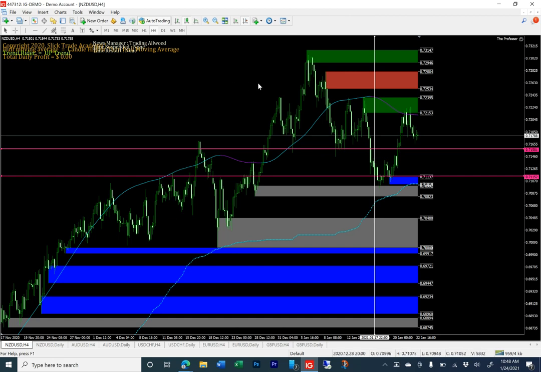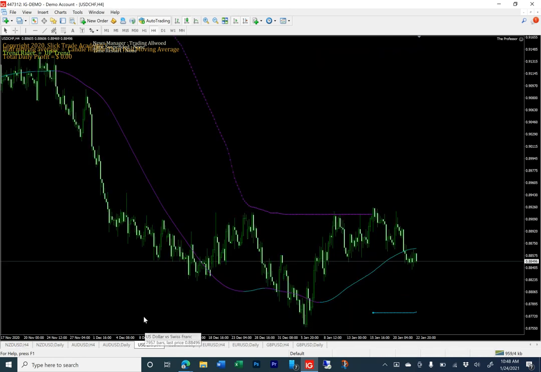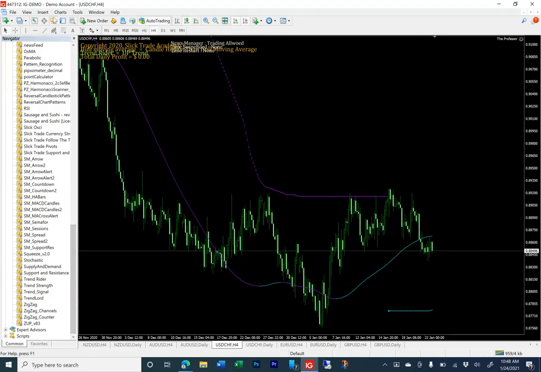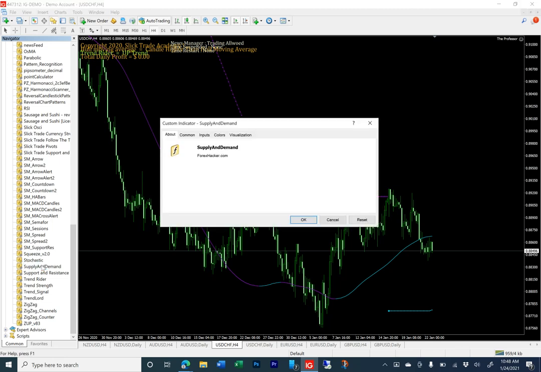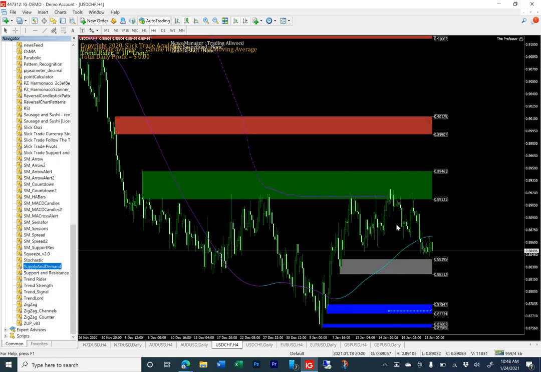Right here we've got the NZD, the New Zealand dollar, and I have loaded up the professor template. I did notice when I downloaded the new MetaTrader 4 that the supply and demand didn't come through on the template. If it shows up like this and you want the supply and demand showing, hit your little navigator icon over here, go down to your supply and demand indicator, and add it with default values, and there you go.